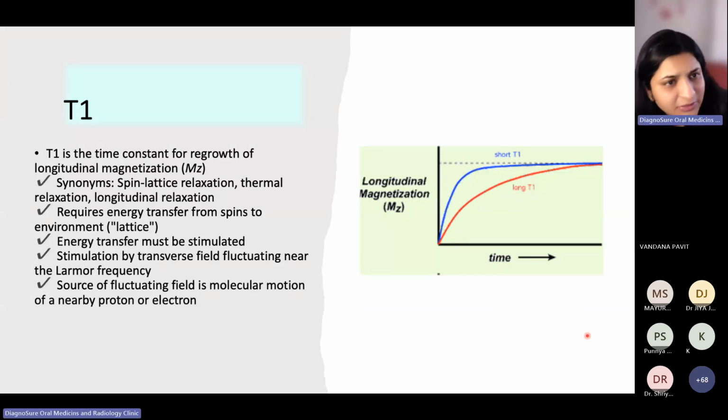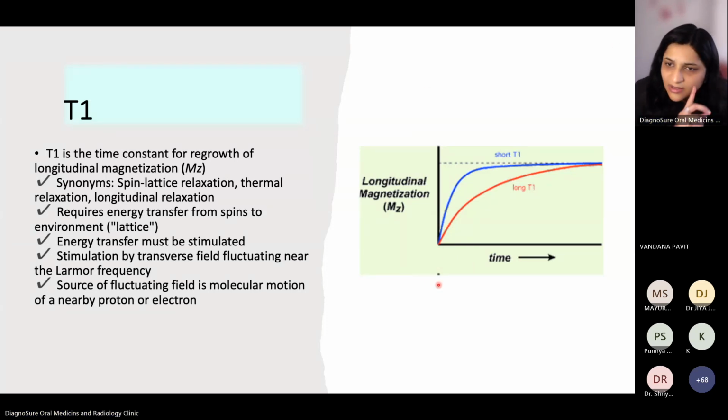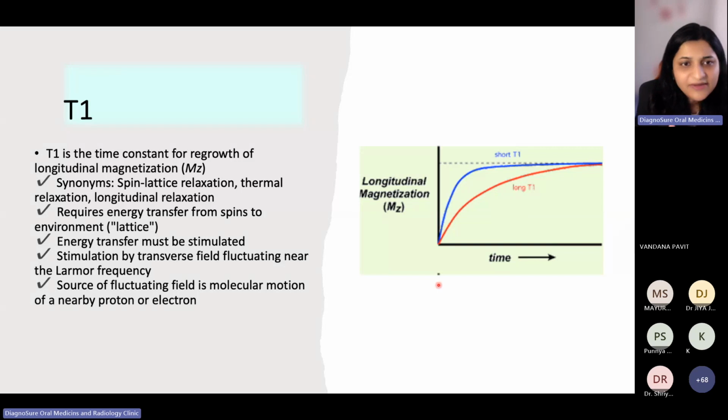Coming to T1 again. T1, or the longitudinal relaxation, is the time constant that measures the regrowth of longitudinal magnetization after radiofrequency excitation. Like we said, when the radiofrequency pulse is applied, all the protons flip, and then they come back to their original position. This process, T1, is also known as spin-lattice relaxation or thermal relaxation. During T1 relaxation, energy absorbed by the protons is transferred to their surrounding, or the lattice. That's why it is spin-lattice relaxation.